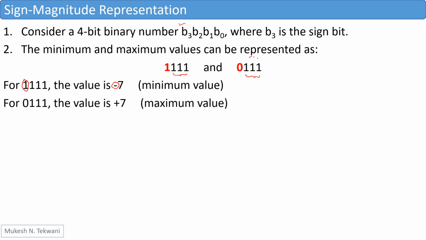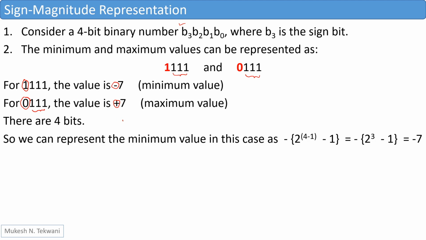And if we consider this number 0, 1, 1, 1, for this number, the 0 in the leftmost position is indicating that it is a positive number, and the rest of the 3 bits, that means these 3 bits together, indicate a value having maximum 7. And therefore these 4 bits have been used up in 2 ways: one to represent the sign, and the other part to represent the magnitude.